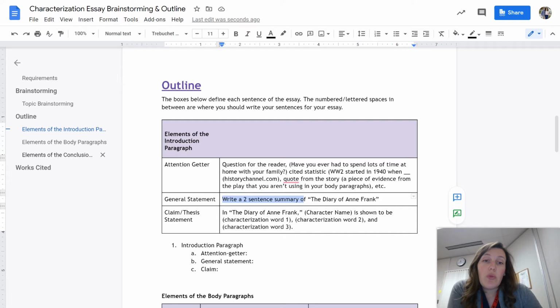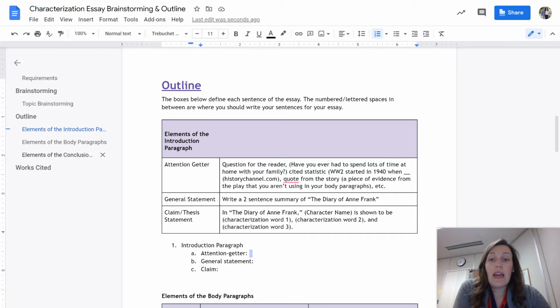The general statement is where you really want to introduce the play itself. So write a two-sentence summary of Anne Frank. Try to keep it brief, just the main points. So The Diary of Anne Frank is about, and some main things that happen would be good sentence frames to use. And then your claim or thesis statement. This you've actually already written as well. You should be able to find it somewhere, and if not, you can just rewrite it. So in The Diary of Anne Frank, blank is shown to be first word, second word, and third word. And again, for each of these things, you are putting them down here in these little spots. So those are your three sentences for your introduction paragraph.